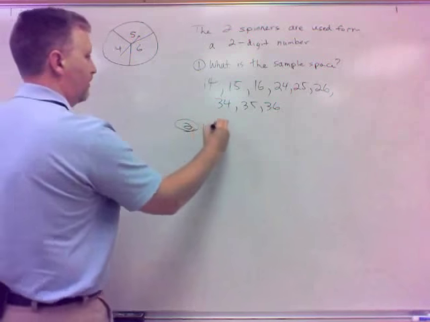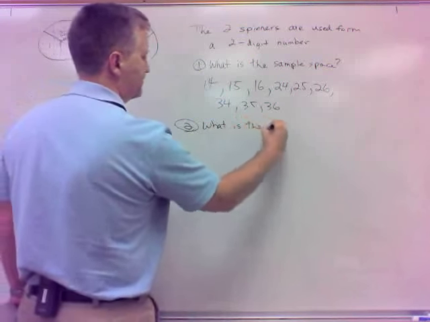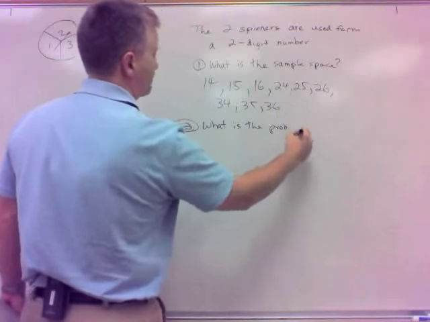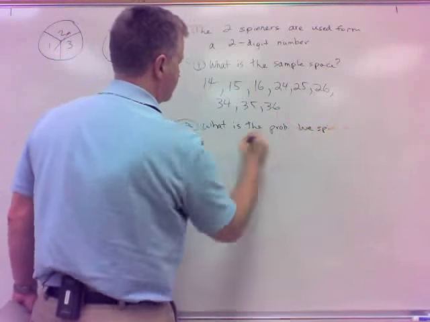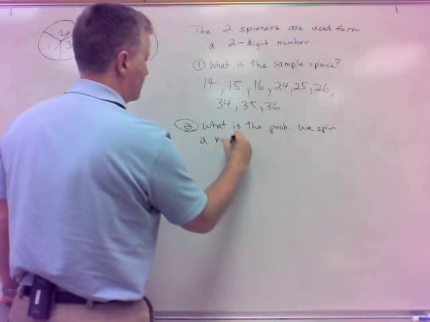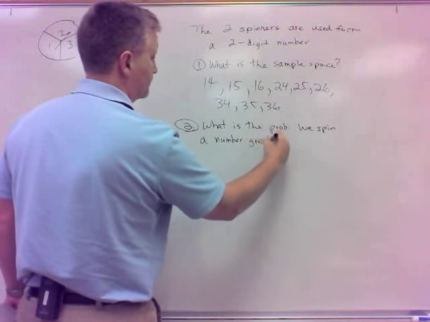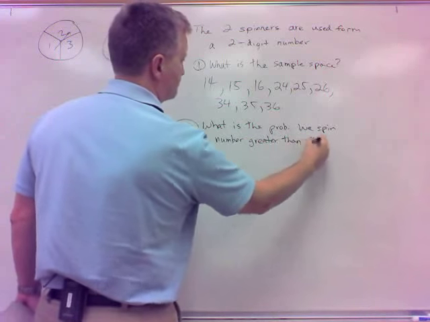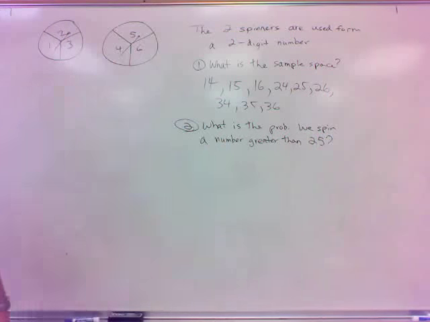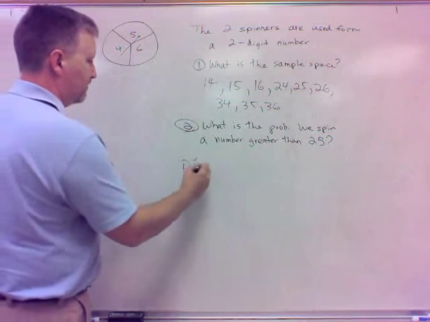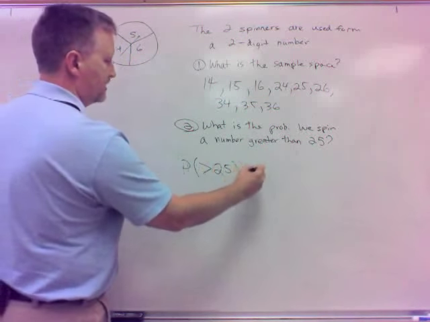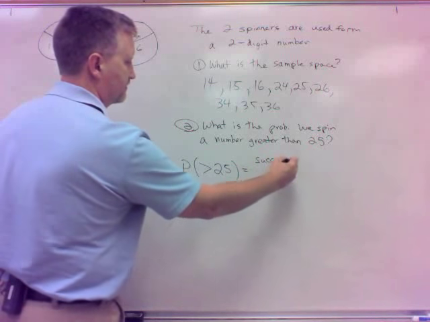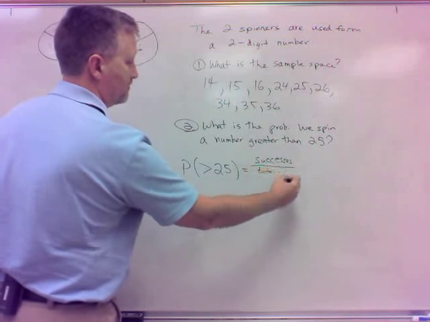All right, then, what is the probability we spin a number greater than 25? What is the probability we spin a number greater than 25? Well, probability is the same here as it was before. Probability that it is greater than 25, we take the successes over the total there are. What would that be in this case?